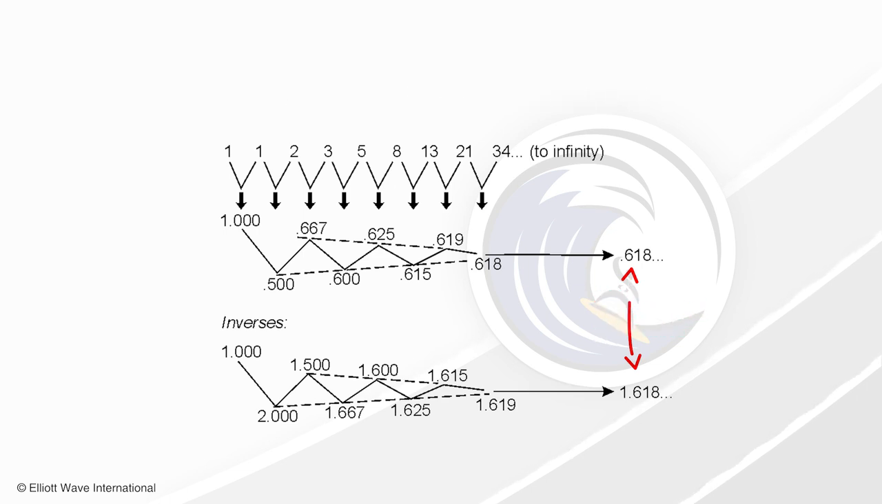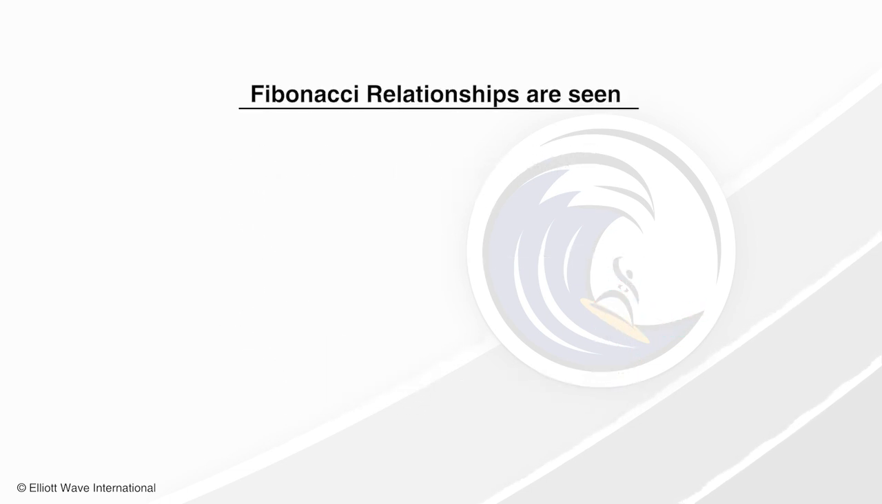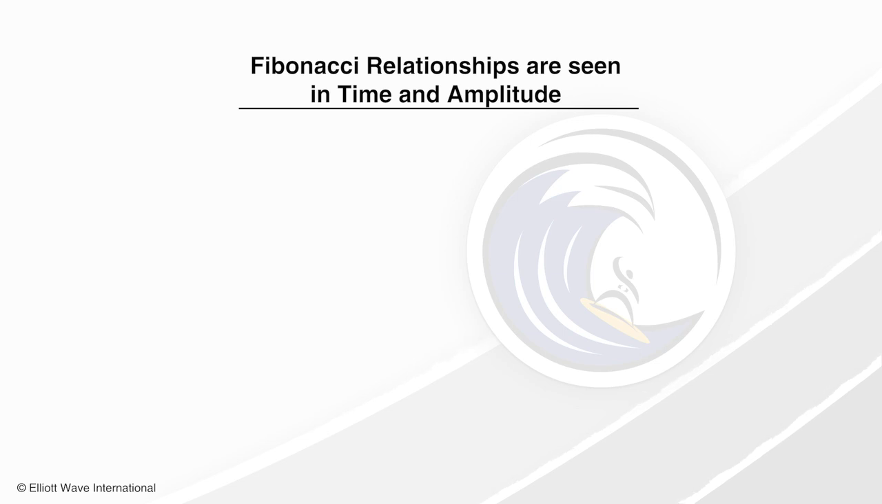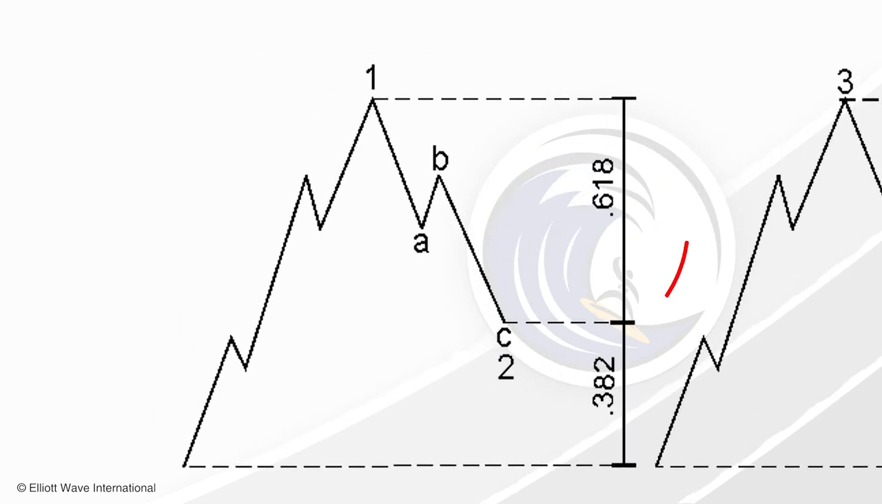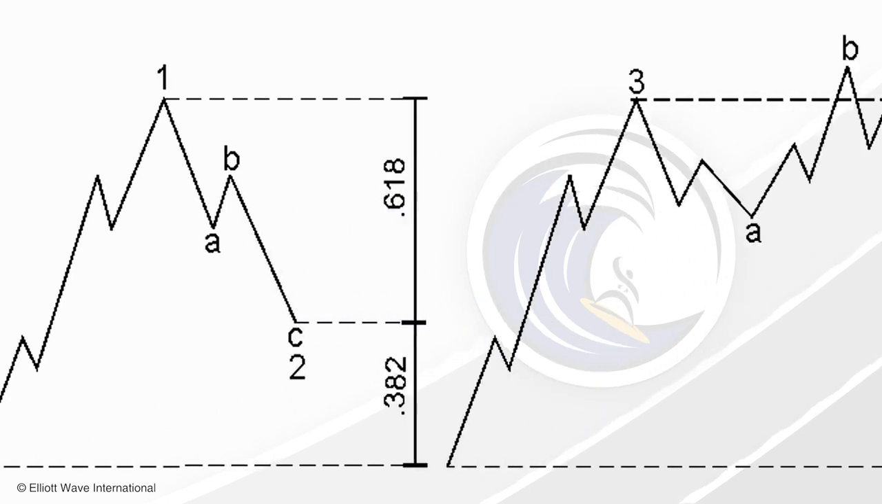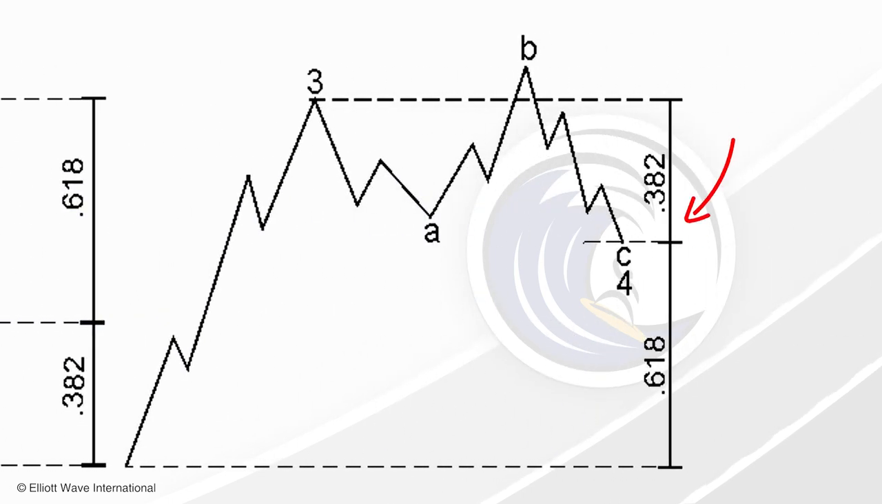When we look at Fibonacci relationships in financial markets, there are basically two types: retracements and multiples. Here are two common types of retracements. Wave 2 will often retrace 0.618 the length of wave 1. And wave 4 will often retrace 0.382 the length of wave 3.